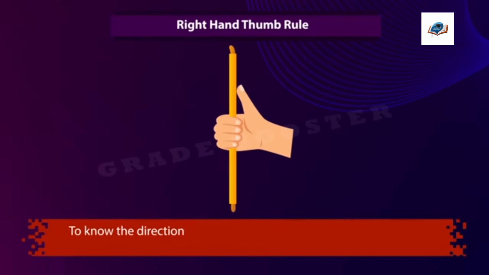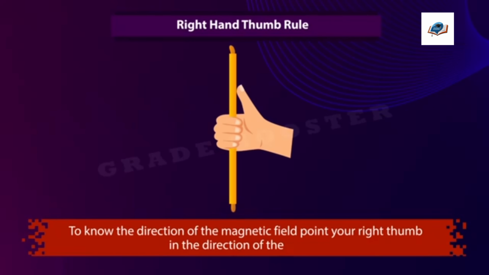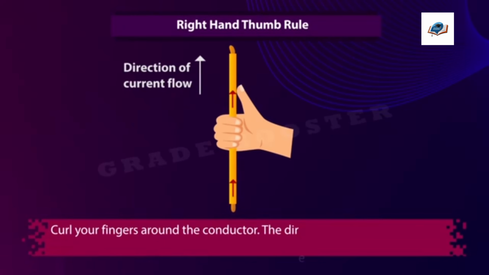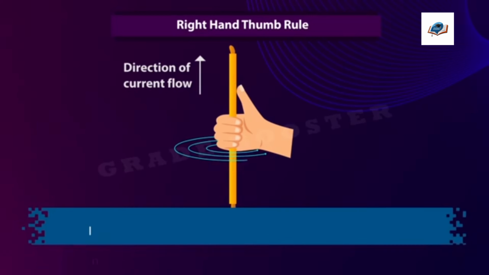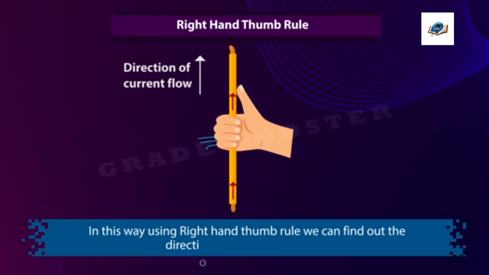To know the direction of the magnetic field, point your right thumb in the direction of the current. Curl your fingers around the conductor. The direction in which your fingers curl represents the direction of the magnetic field lines around the conductor. In this way, using the right hand thumb rule, we can find out the direction of the magnetic field.